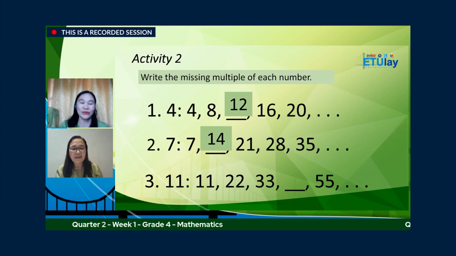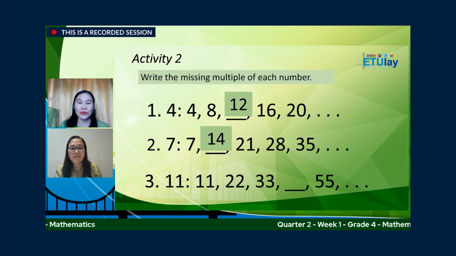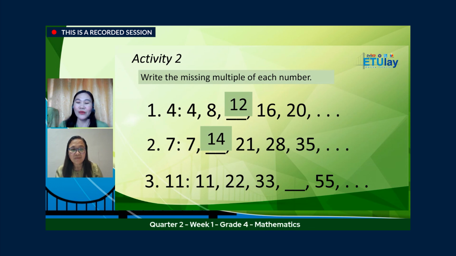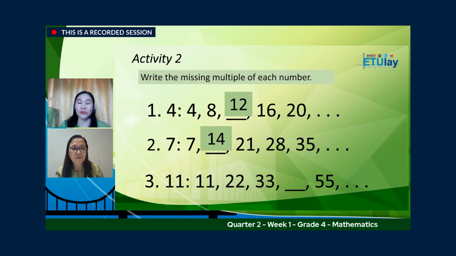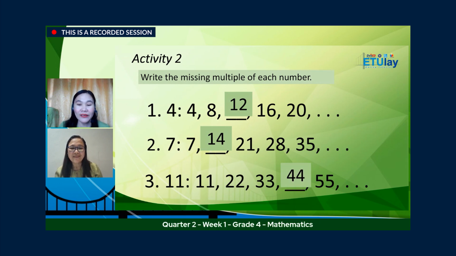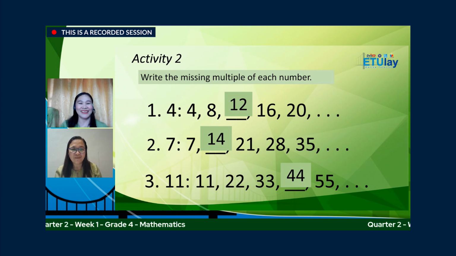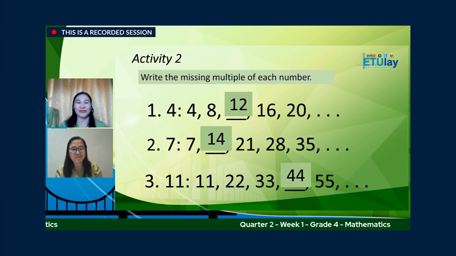And number 3, we have 11. So, 11, 22, 33, blank, 55. Ano kaya yung missing multiples ng multiple of 11 dyan sa ating illustrations? So, kung ang sagot nyo ay 44, correct ang inyong sagot. Ayan, naiintindihan na nila ang factors at saka multiples, Tutor Wella.